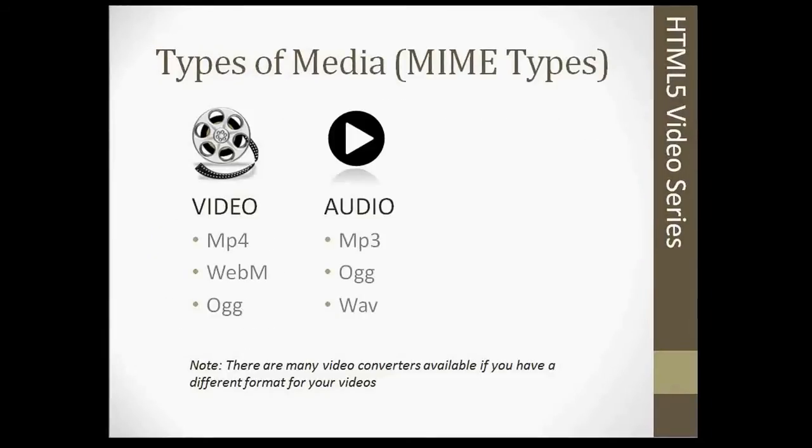Now, the types of media we have for video: MP4, which is the most popular, WebM and OGG. The WebM and the OGG aren't that popular, but you can find video converters online. There's a bunch of them, a bunch of free ones. So if you have an AVI or an FLV video, you can easily convert it to one of the accepted formats.